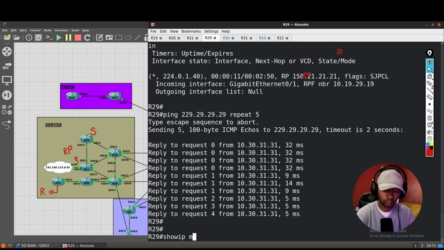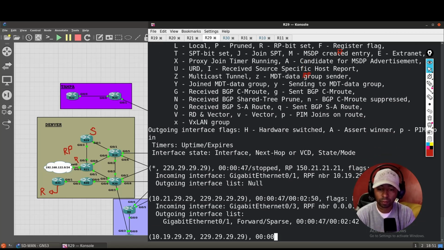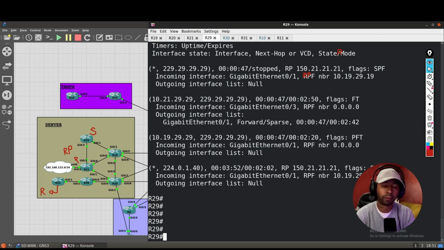Show IP mroute. The source and the receiver. Really good. Now that we completed the first part of this configuration of IP multicast, this was the static way.